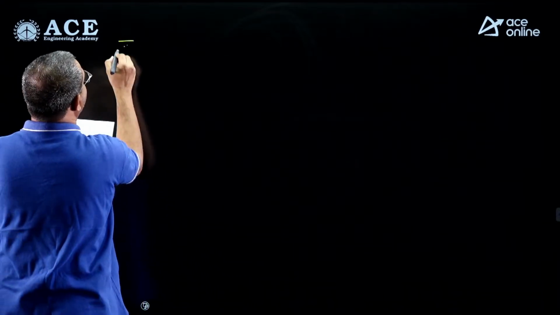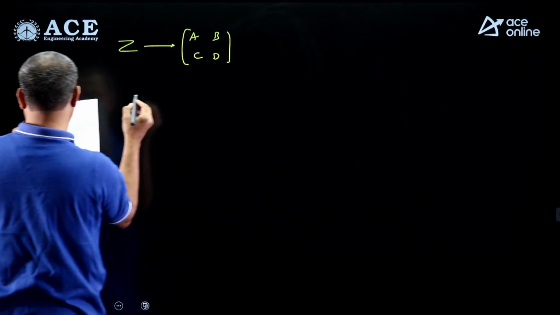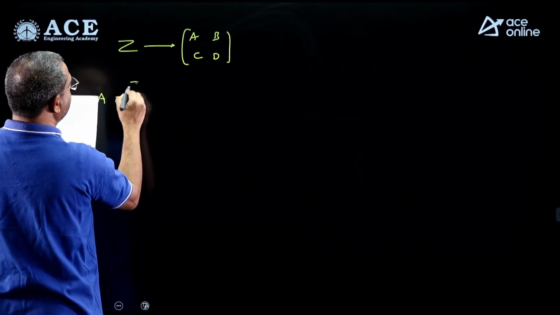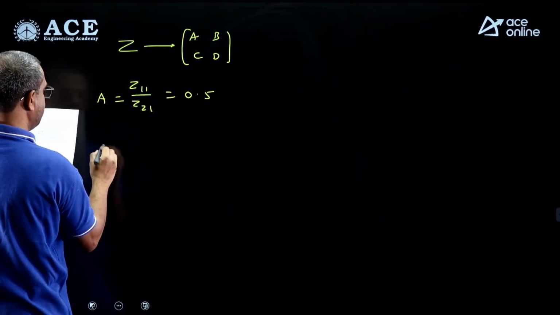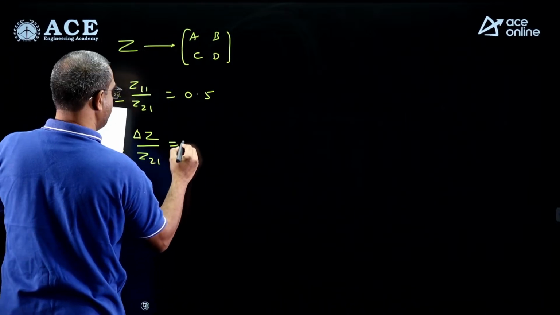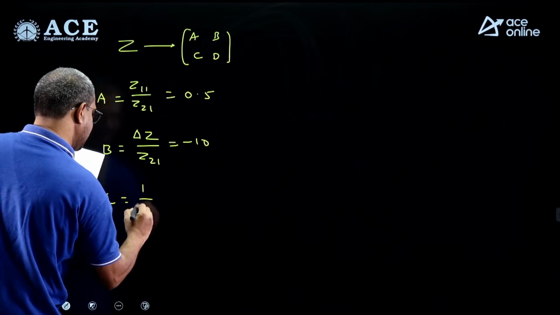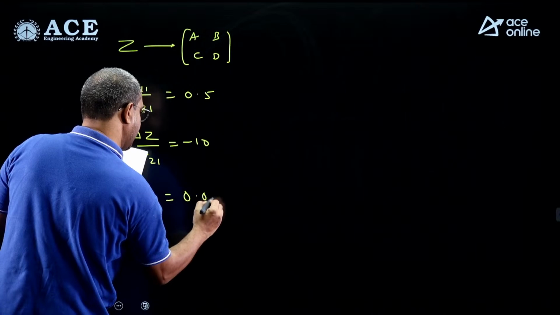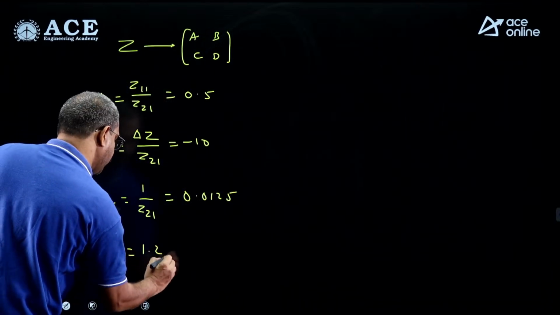Interestingly, if you convert Z to ABCD, I am writing directly: A will be Z11 by Z21, which is 0.5, you can check it. B will be delta Z by Z21, which is minus 10, according to the data given by the student. C will be 1 by Z21, which is 1 by 80, that is 0.0125, and D will be Z22 by Z21, which is 1.25.